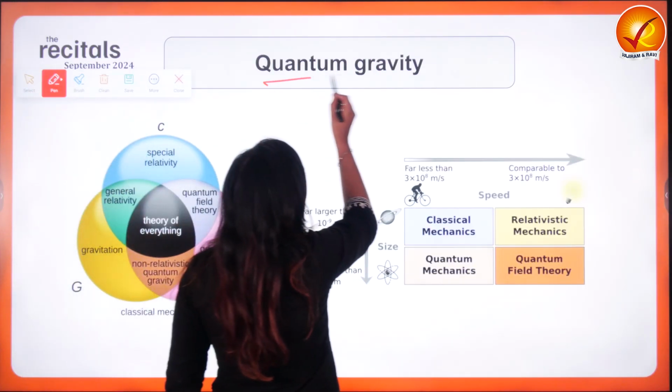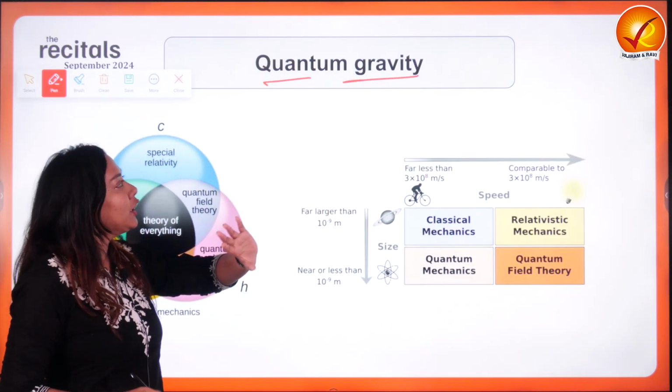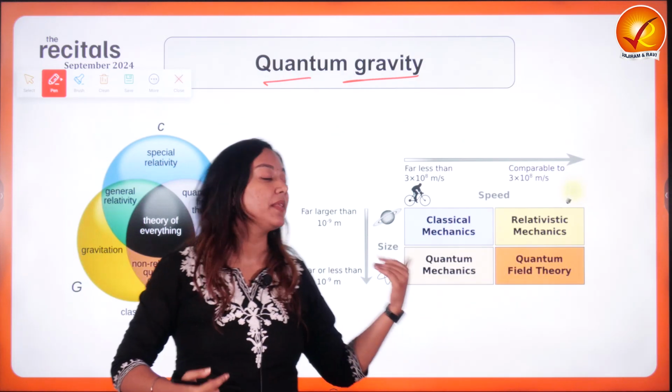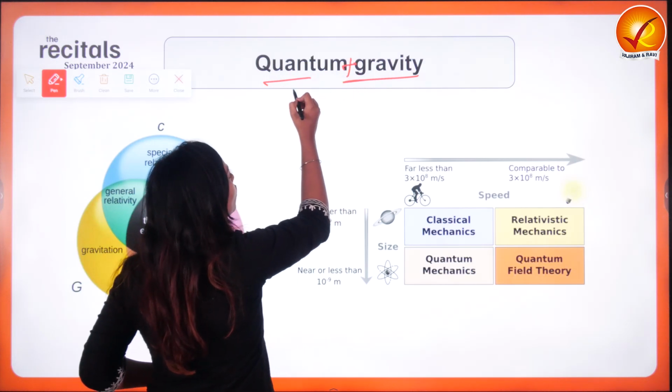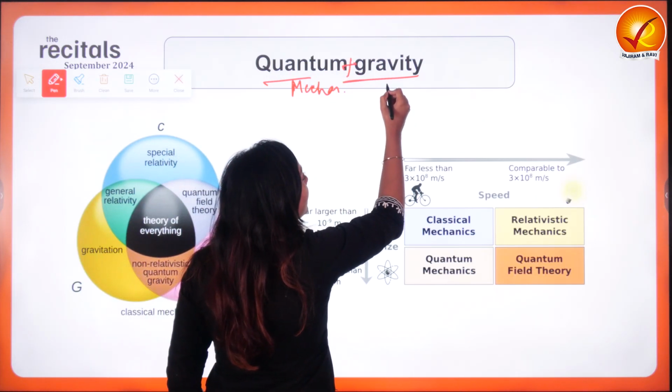This is about quantum gravity. As the name suggests, first of all, this is something you must not have heard of before, because this is a new theoretical concept, okay? A new theoretical concept which is trying to bring a conciliation between quantum mechanics, the quantum physics, and the gravitational physics.